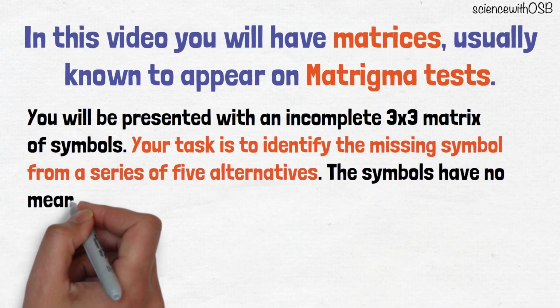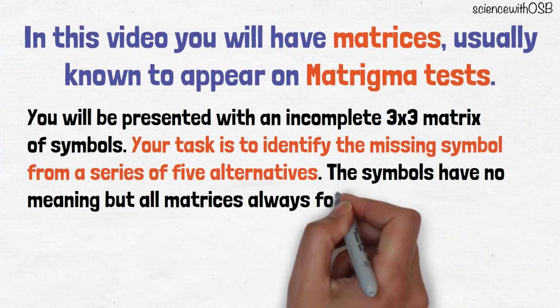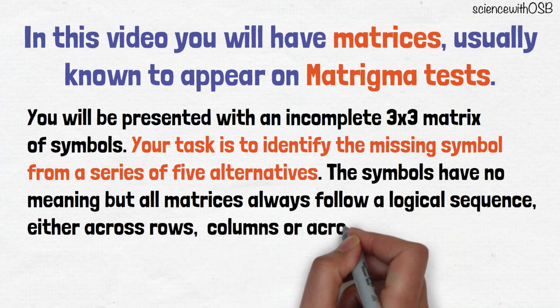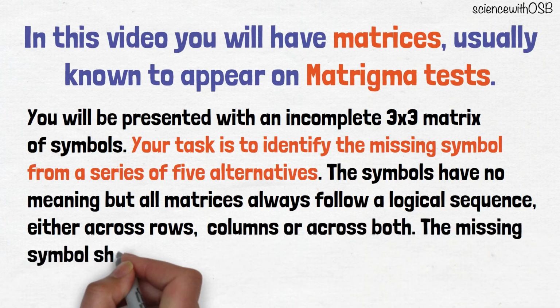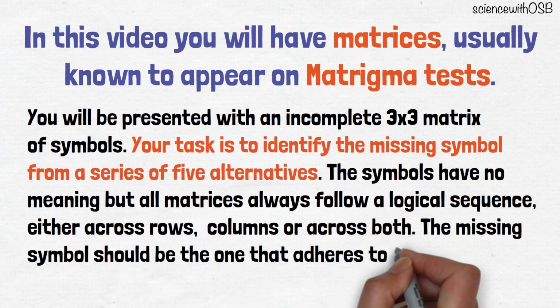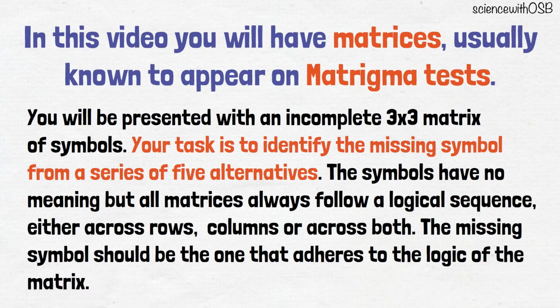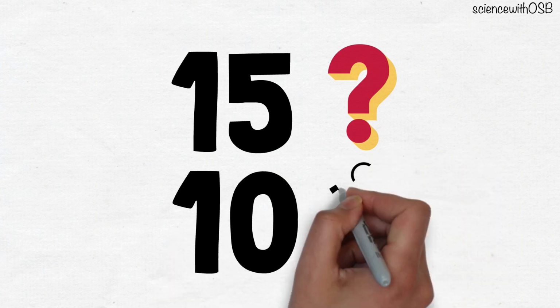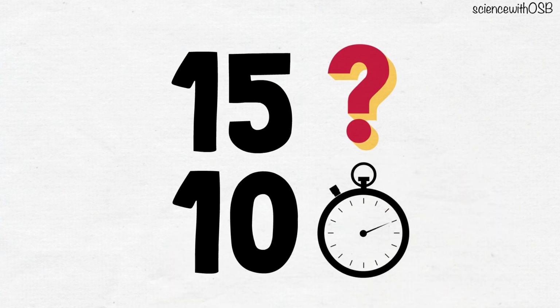The symbols have no meaning, but all matrices always follow a logical sequence, either across rows, columns, or across both. The missing symbol should be the one that adheres to the logic of the matrix. This test includes 15 questions with 10 seconds each for you to think and answer correctly.